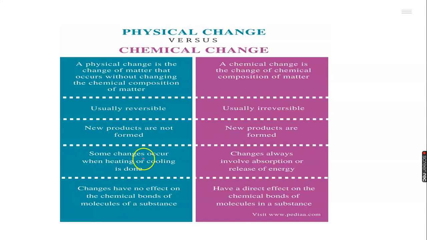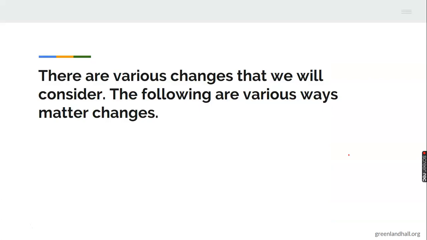Some changes occur when heating or cooling is done. Changes always involve absorption or release of energy. Can you spot the difference now? Physical changes have no effect on the chemical bond of molecules of a substance, while chemical changes have a direct effect on the chemical bond of molecules in a substance. So those are like five differences I gave you there.